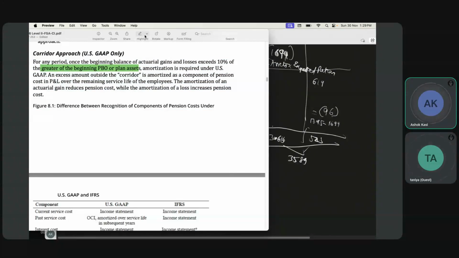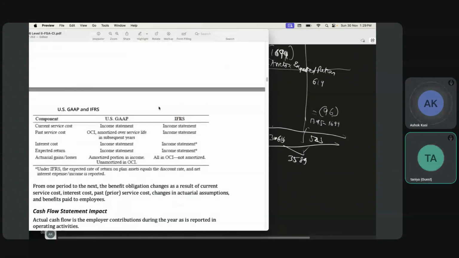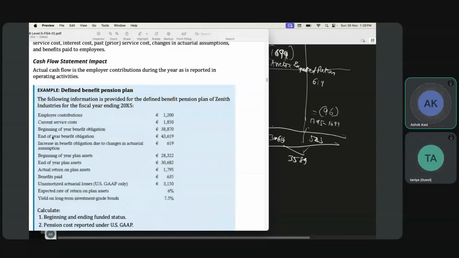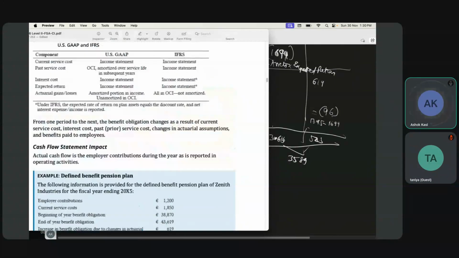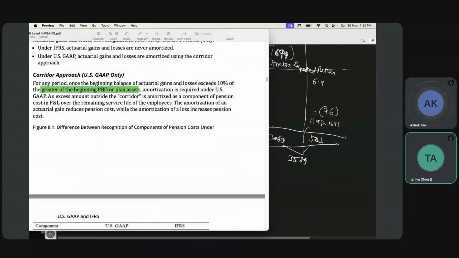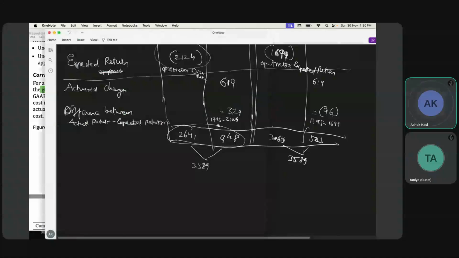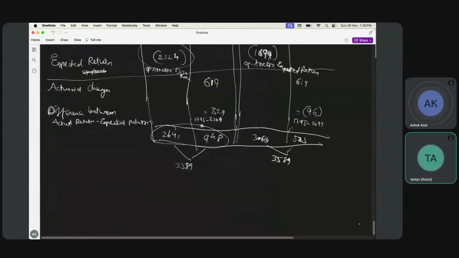So in our sum, what is greater? Opening PBO is 38,870 and opening plan assets is 28,322. So the bigger one is this one. So let's focus on this one, 38,870. So 10% of this, if the opening balance of actuarial gains, so I'll write that point.